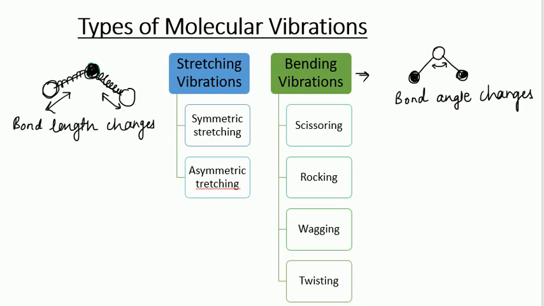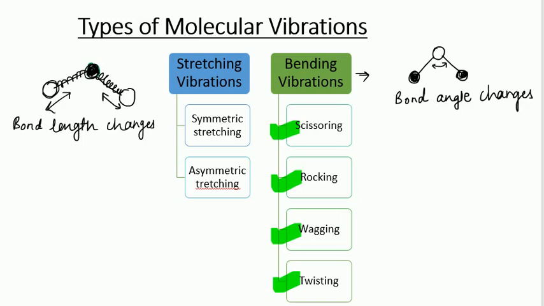Further, stretching vibrations and bending vibrations are divided into different types. Stretching vibrations are divided into two main types. First is symmetric stretching and second is asymmetric stretching. We will see later on in detail. And bending vibrations are divided into four types: scissoring, then rocking, wagging and twisting.